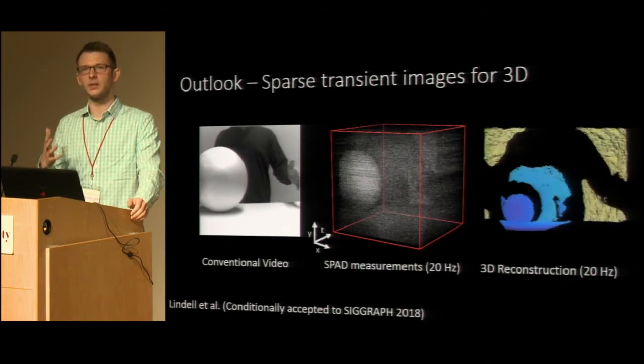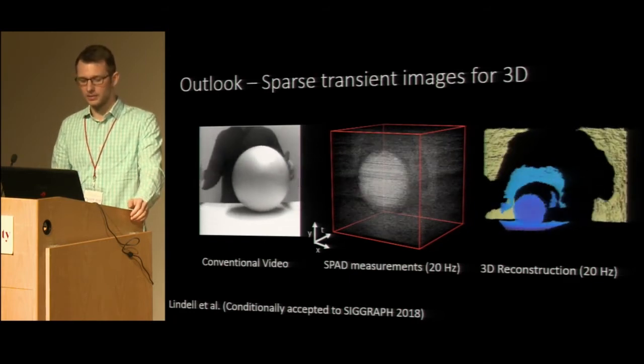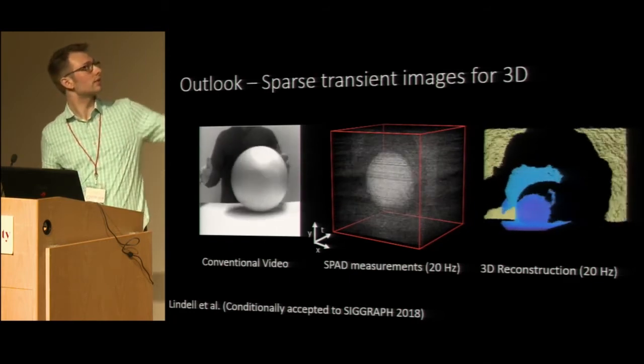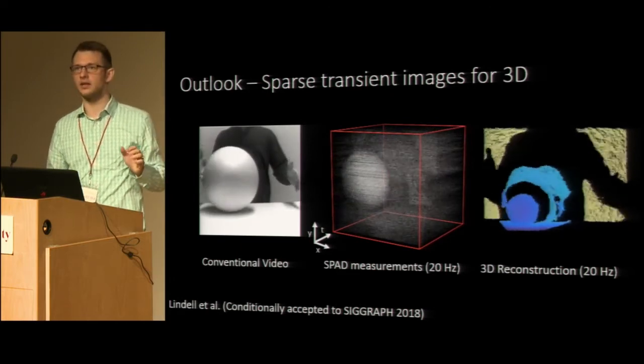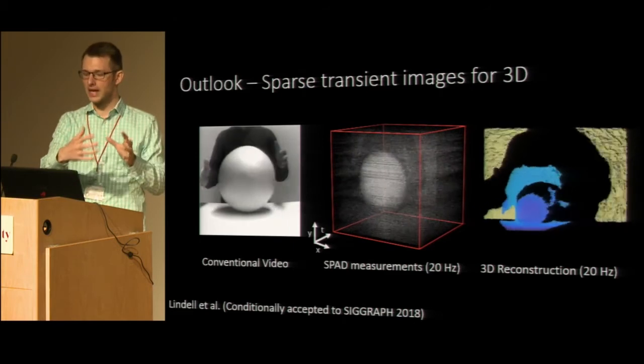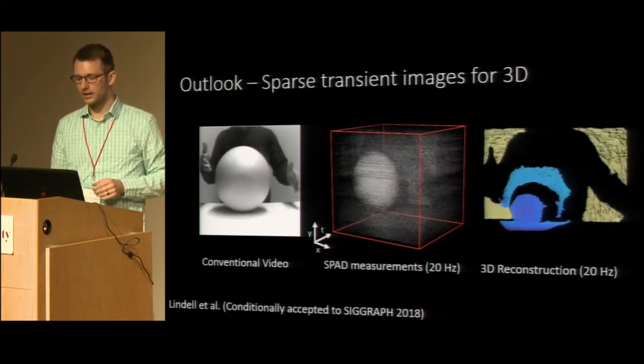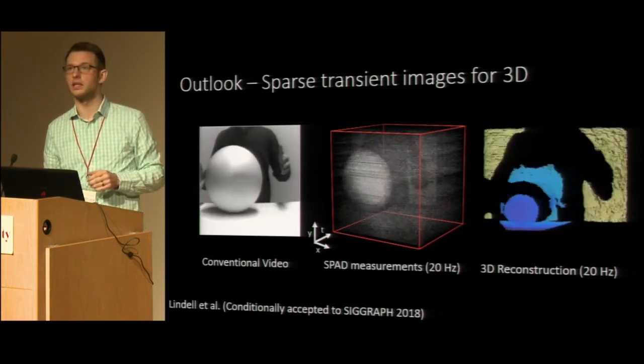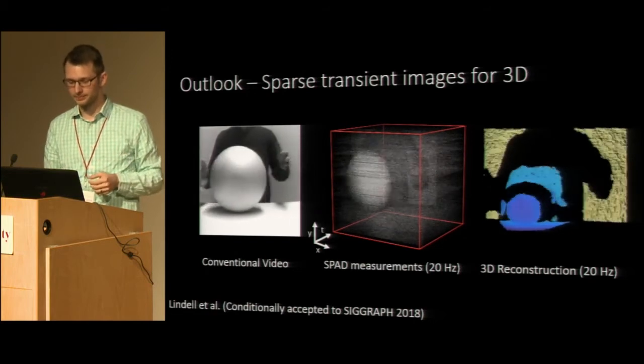So this is a scene that we captured with a very similar hardware setup. I show a conventional video here on the left. In the middle, this is actually a video of the 3D transient image volume that we capture, shown frame by frame. And on the right is an estimated 3D point cloud, or 3D reconstruction.